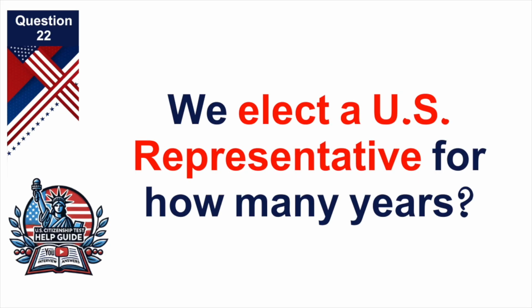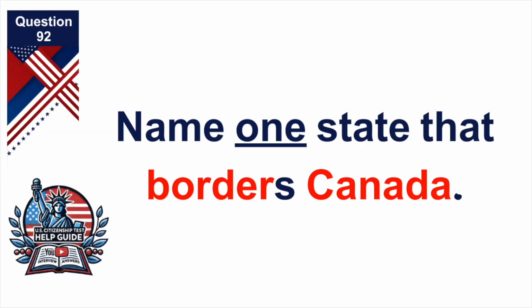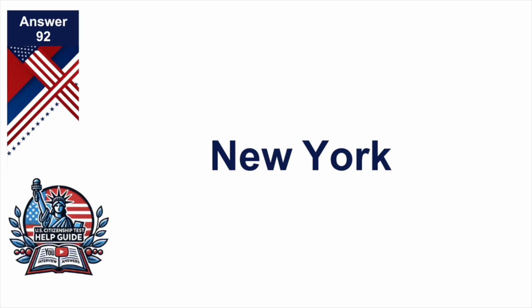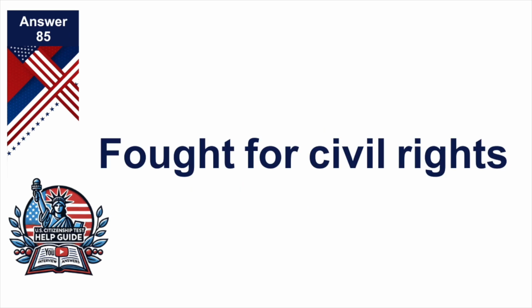We elect a U.S. representative for how many years? Two. Name one state that borders Canada. New York. What did Martin Luther King Jr. do? Fought for civil rights.